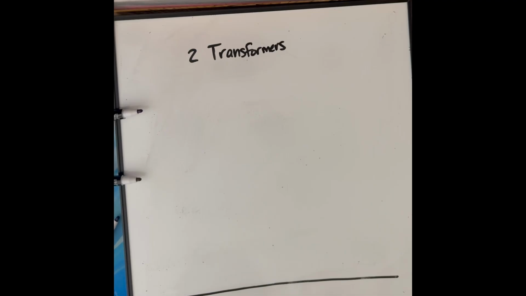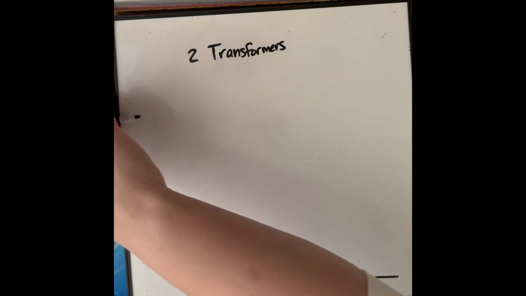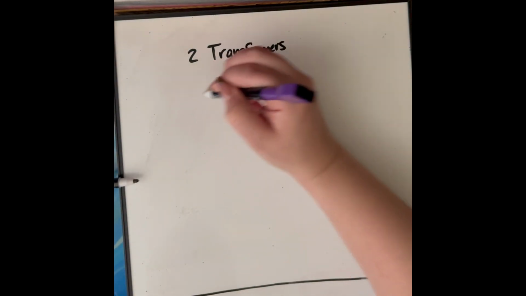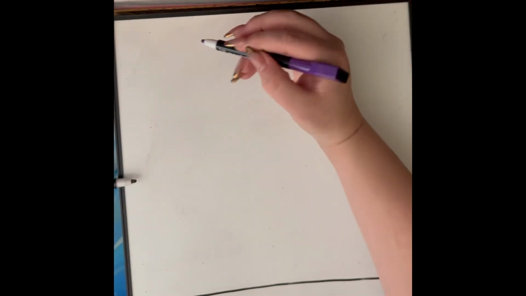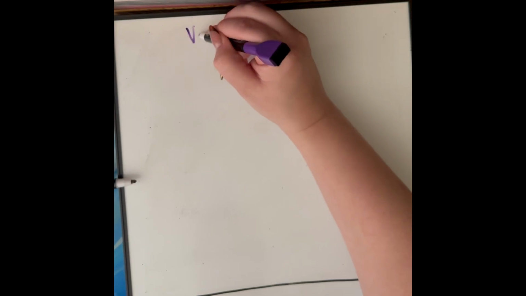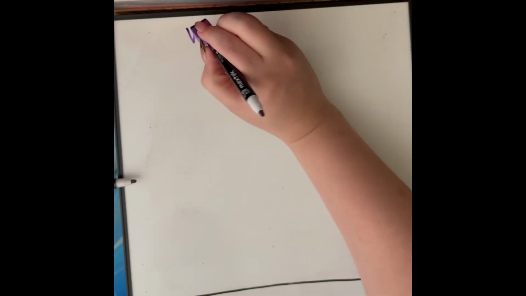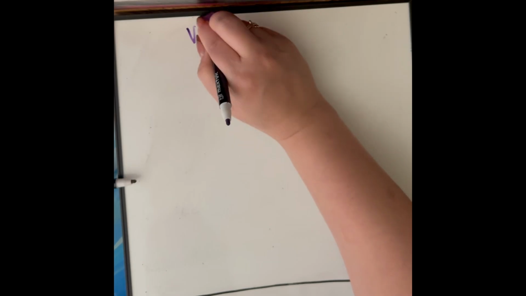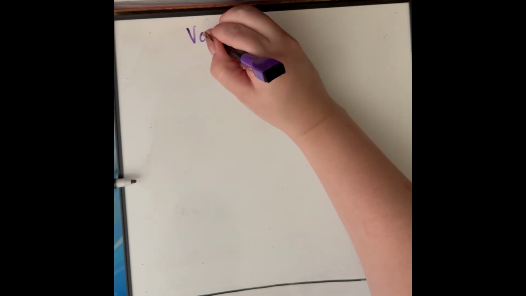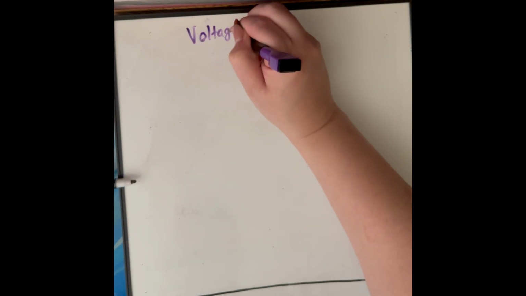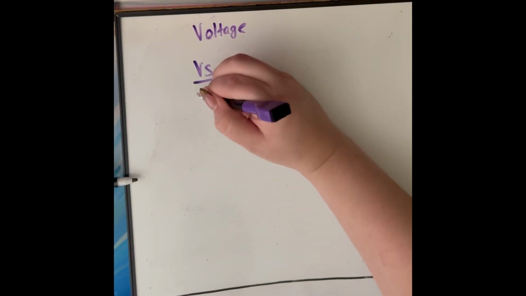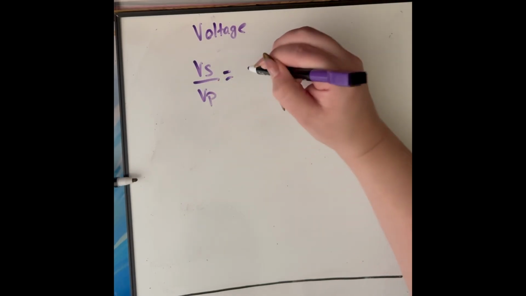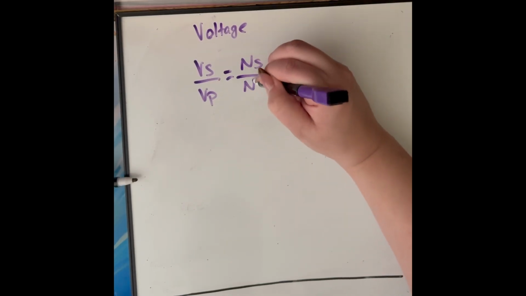Okay, so our first one is going to be voltage. So I did purple earlier for voltage. So let me erase this guy because we don't need him. And let's work on voltage. I just spelled voltage. That's cute. I'm educated. Now our voltage formula is going to be Vs over Vp equals Ns over Np.